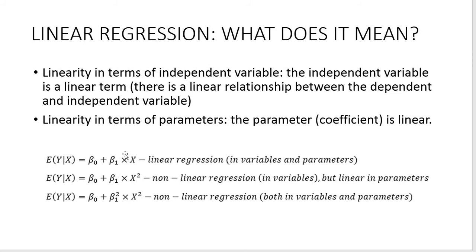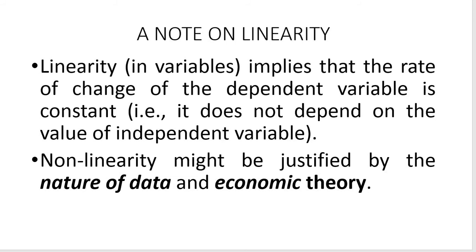So here, for instance, you can see the example of linear regression, which is linear in both variables and parameters, since beta 1 and x are represented by the linear terms. Here, you've got nonlinear regression in variables, because x is represented by the square term. Still, this regression is linear in terms of parameters. Finally, here you've got nonlinear regression neither in variables, nor in parameters, because both x and beta 1 are represented by the square terms. Okay, so a brief note on linearity.